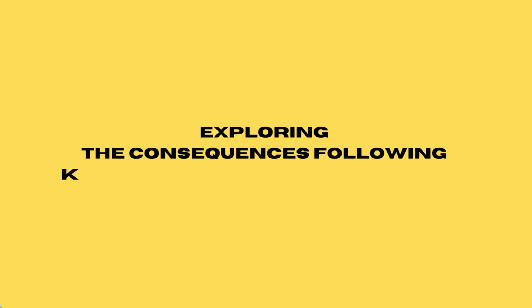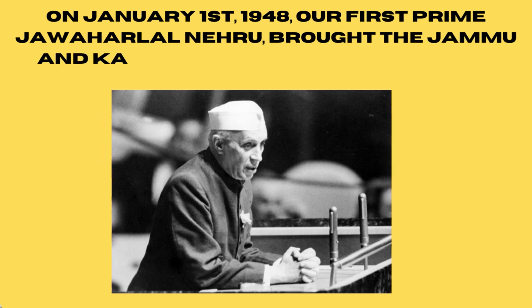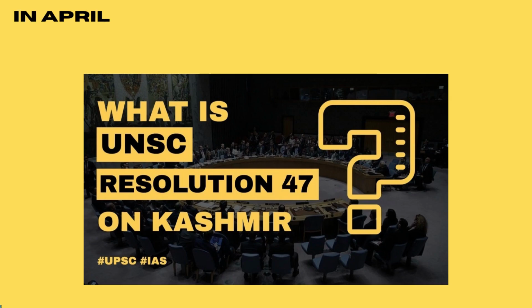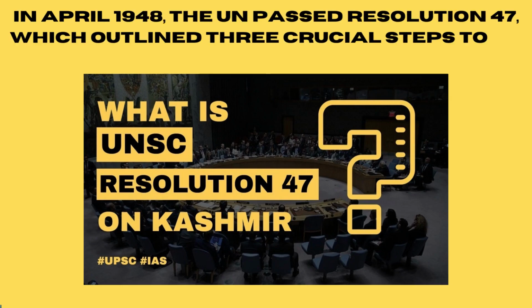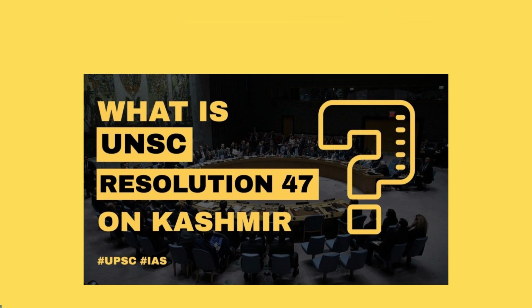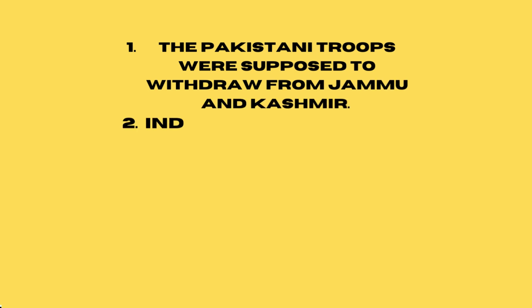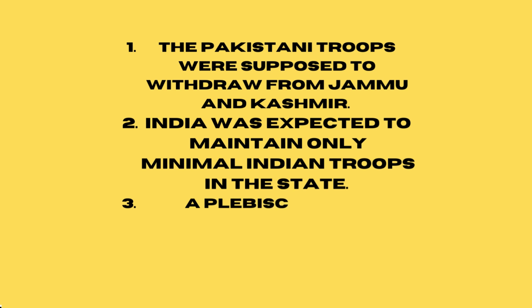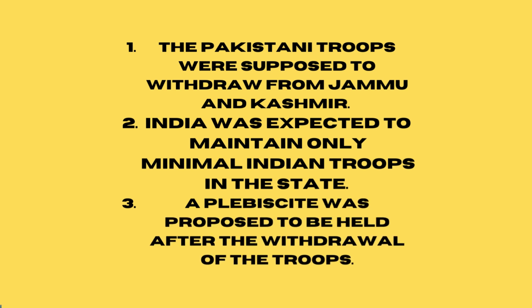Now let's understand the aftermath of Jammu and Kashmir's accession to India. On January 1st, 1948, our Prime Minister Jawaharlal Nehru brought the Jammu and Kashmir issue before the United Nations. In April 1948, the UN passed Resolution 47, which outlined 3 crucial steps to be taken. Firstly, the Pakistan troops were supposed to withdraw from Jammu and Kashmir. Secondly, India was expected to maintain only minimal troops in the state. And finally, a plebiscite was proposed to be held after the withdrawal of the troops.